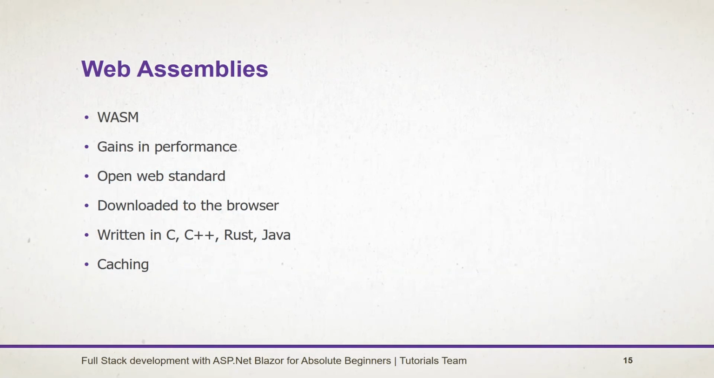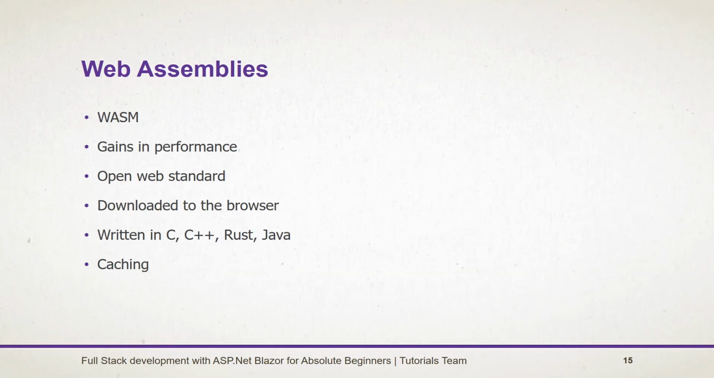Running .NET code inside the web browser is made possible by WebAssembly, also known as WASM. WebAssembly is a new type of code that can be run in modern web browsers and provides new features and major gains in performance. WASM is currently supported by Google Chrome, Mozilla Firefox, Microsoft Edge, and Safari. Note that it was not supported by Internet Explorer. WebAssembly is an open web standard and supported in web browsers without plugins.